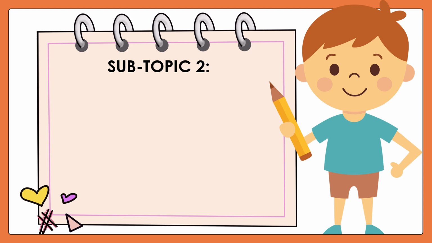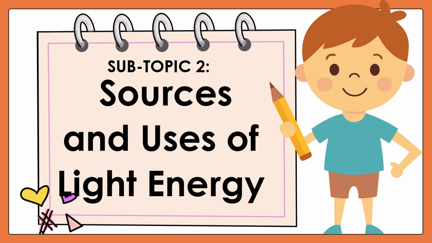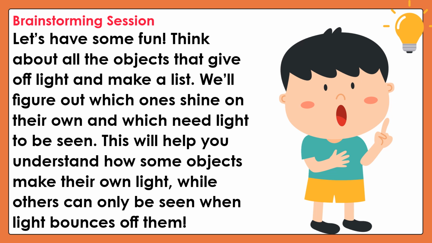Subtopic number 2: Sources and uses of light energy. Brainstorming session. Let's have some fun. Think about all the objects that give off light and make a list. We'll figure out which ones shine on their own and which need light to be seen. This will help you understand how some objects make their own light, while others can only be seen when light bounces off them.